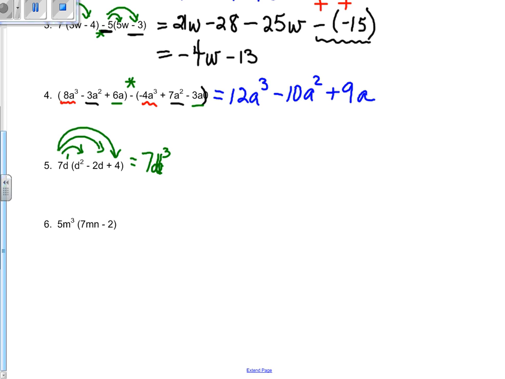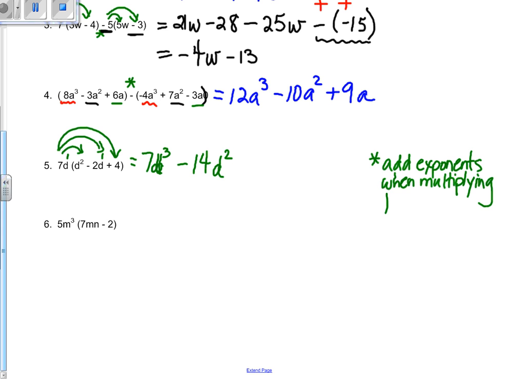All right. 7d times minus 2d. We multiply the numbers. Then we multiply the variables. d to the 1 times d to the invisible 1 is d squared. Add exponents when multiplying powers. Wouldn't hurt to write it down. Lastly, 7d times 4 is 28d. We are done.